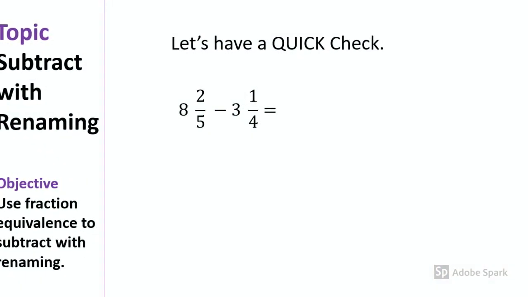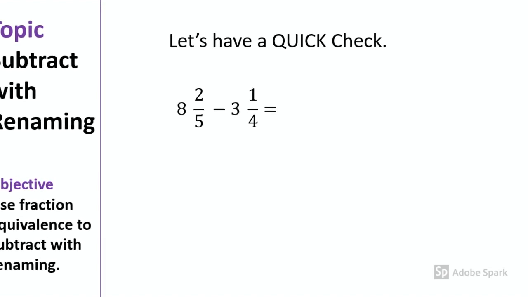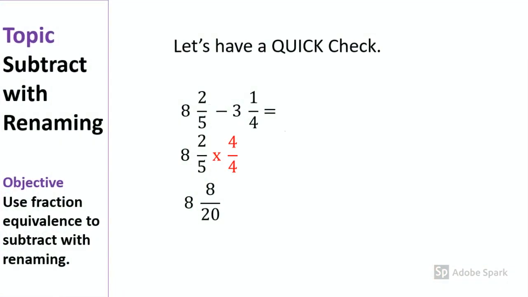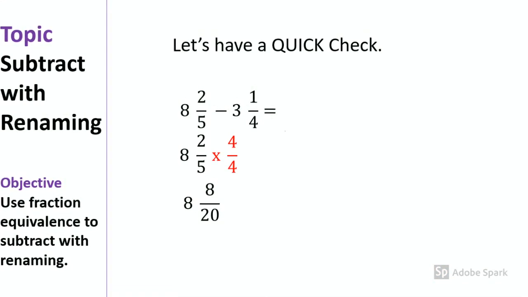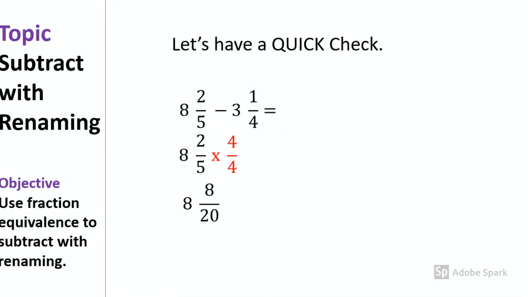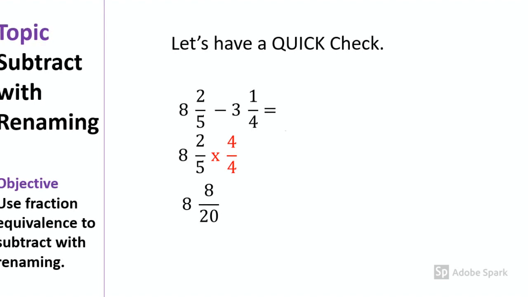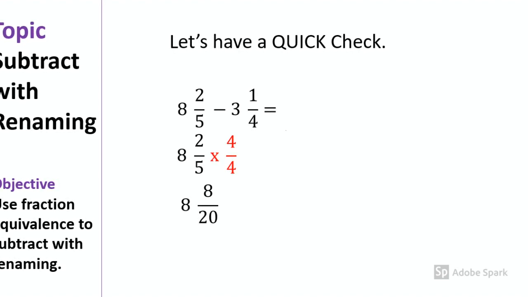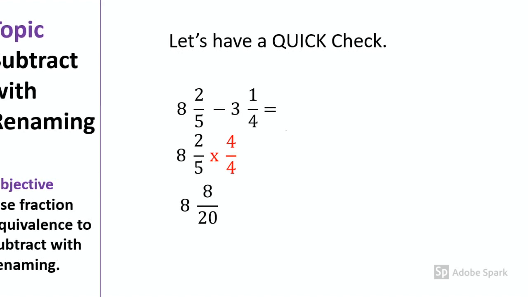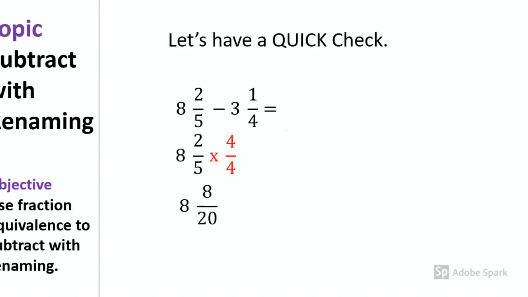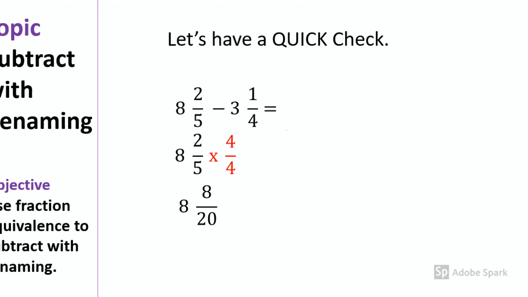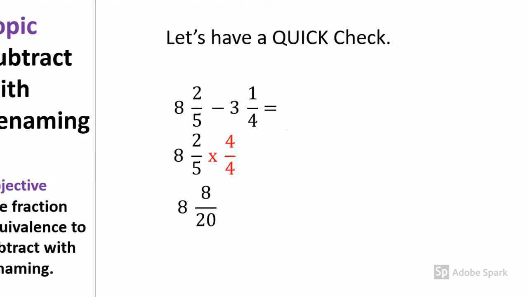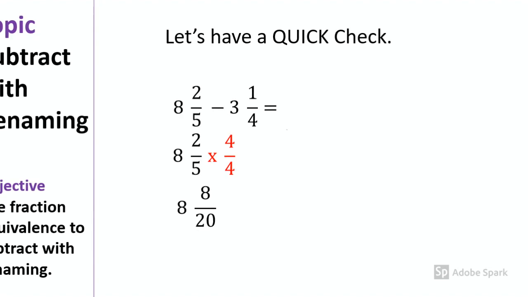Now, let's have a quick check on mixed numbers where fractions have different denominators. What are we going to do? We're going to look for the least common denominator of 5 and 4. 5 times 4 is equal to 20 and 4 times 5 is equal to 20. So, let's work on the first term. 2/5 times 4/4 is equal to 8/20. So, the first term is 8 and 8/20.